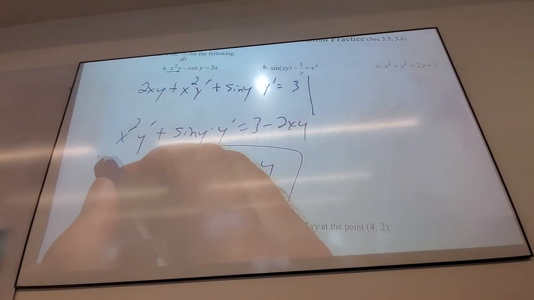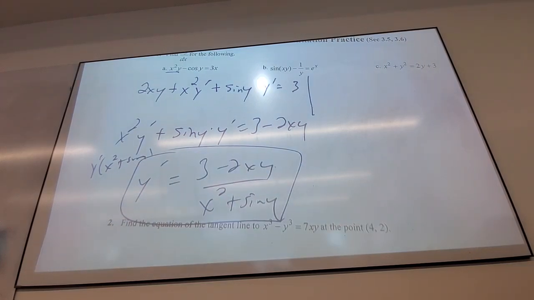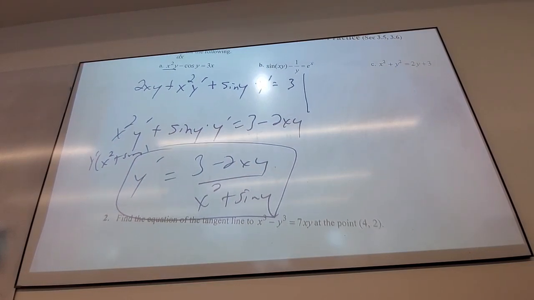So I skipped a step here, and I'm really sorry. I took a y prime out, and was left with x squared plus sine y, and then divided by x squared plus sine y. Just trying to show you a little shortcut there at the end.